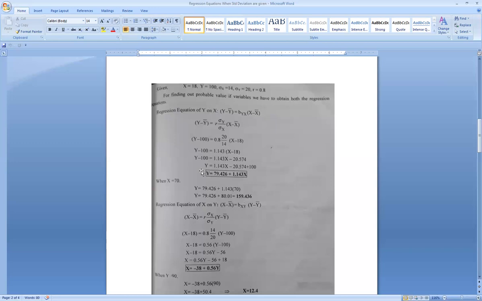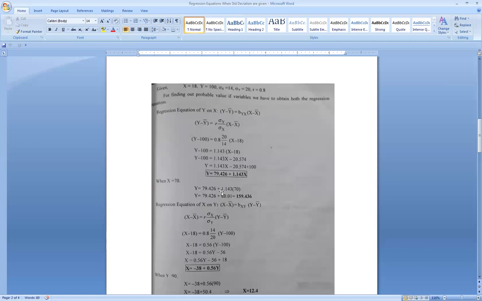Now we'll have to shift the number minus 100 to the right side, and it will become plus 100. Therefore y equals 1.143x minus 20.574 plus 100. Therefore, y equals, simplify the values, 100 minus 20.574 is 79.426, plus the value with the variable, that is 1.143x. Here they have also given the value of x equals 70. You need to calculate the value of y.